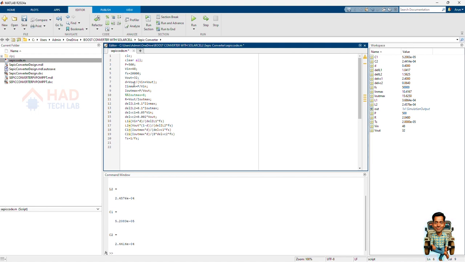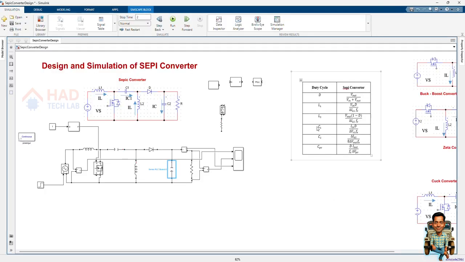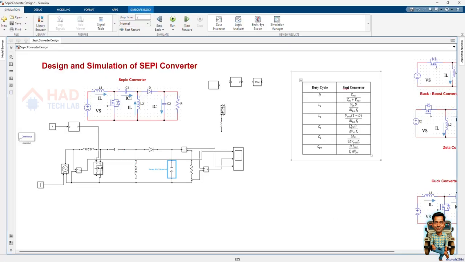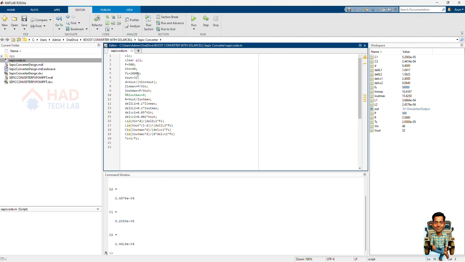Then I have calculated the I in current, then I out max, then calculated the value of the resistance. After that I found the value of L1 with respect to this formula. You can refer to this formula: L1 is equal to V into D divided by del IL1 times Fs, the switching frequency. We chose the input voltage equal to 48, then calculate the value based on this formula. Similarly, the L2 value is calculated based on the Vout, and we refer the Vout value as equal to 32.